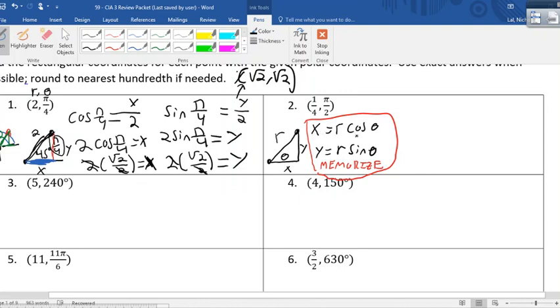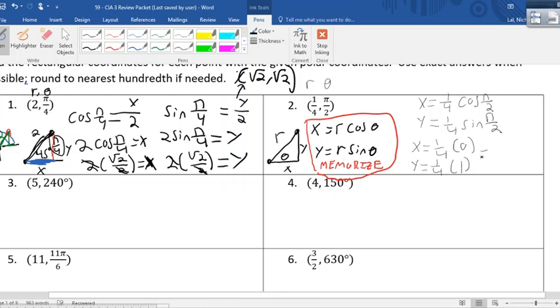x is equal to r times the cosine of theta. So when r is 1/4 and theta is pi over 2, x is equal to 1/4 times the cosine of pi over 2. y is equal to 1/4 times the sine of pi over 2. From our unit circle, the cosine of pi over 2 is 0, and the sine of pi over 2 is 1. So x is equal to 1/4 times 0. y is equal to 1/4 times 1.